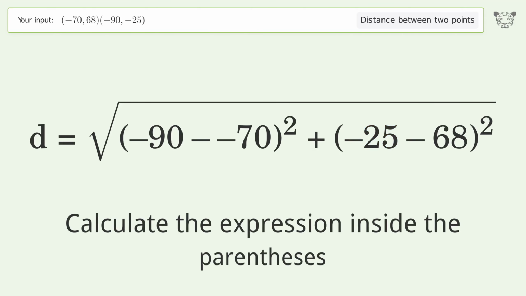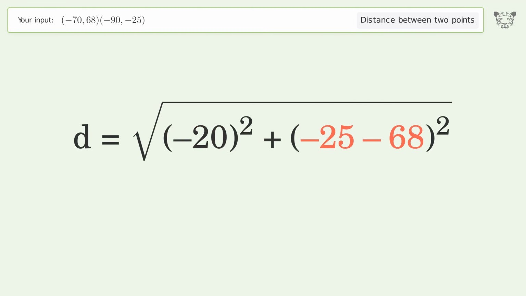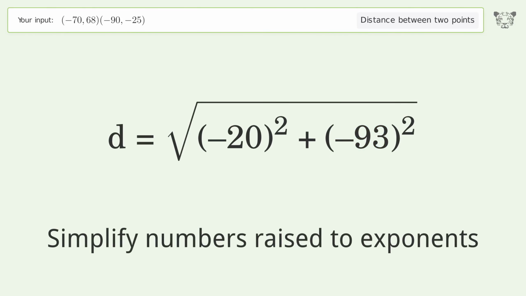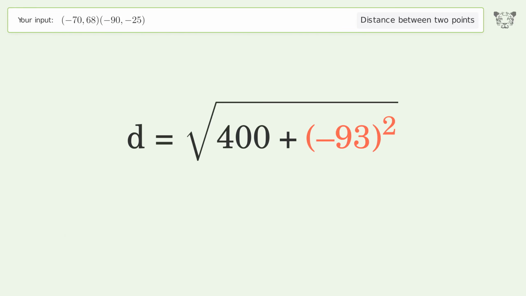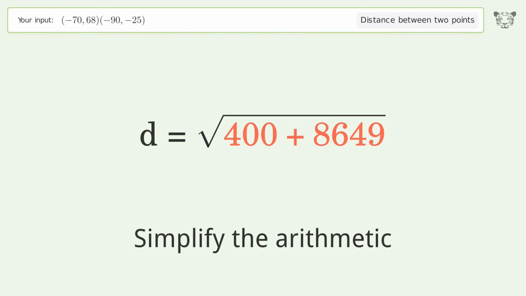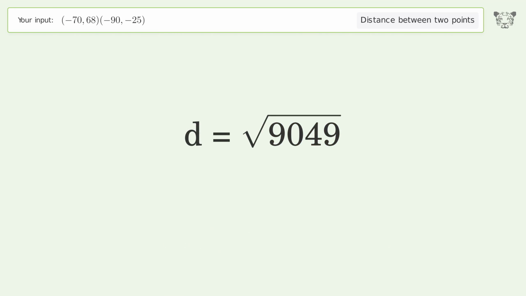Calculate the expression inside the parentheses. Simplify numbers raised to exponents. Simplify the arithmetic. And so the distance between the 2 points is the square root of 9,049, or 95.126.